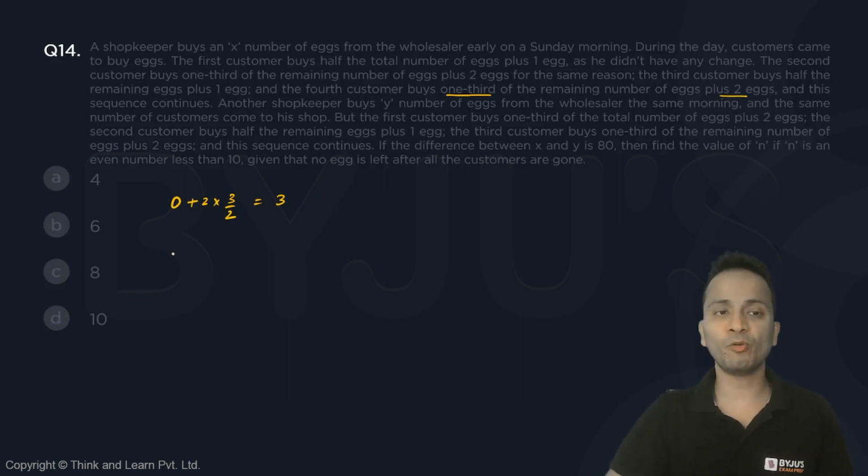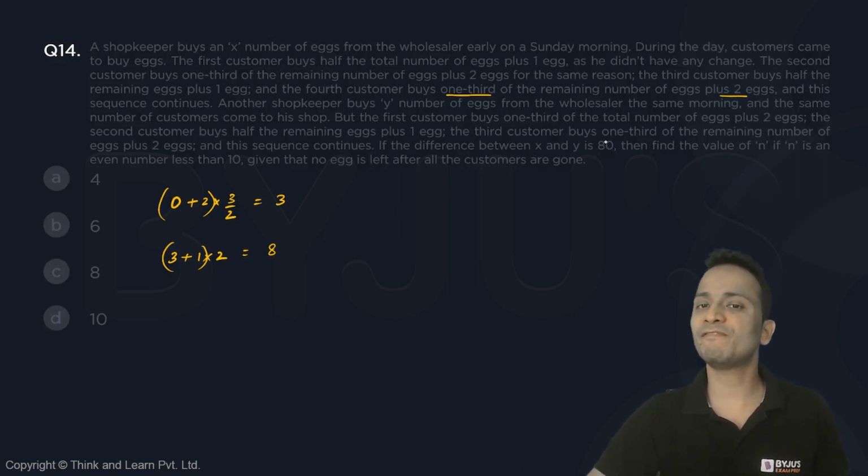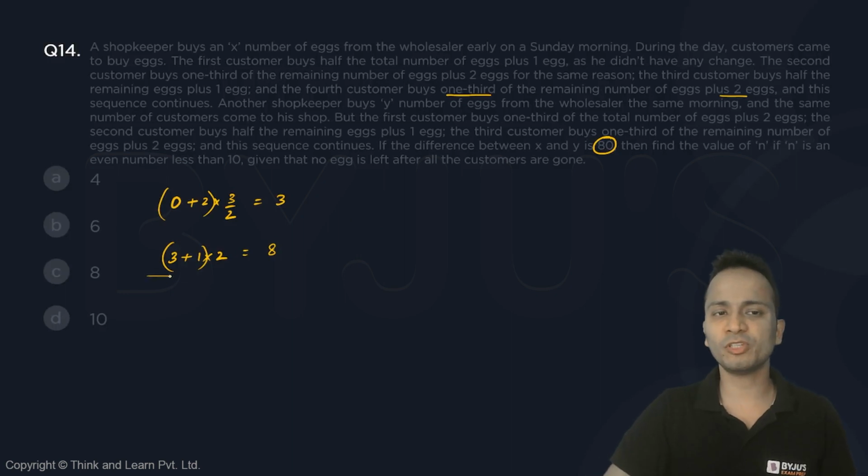Then for the customer before this, 3 plus 1 multiplied by 2. So 3 plus 1 multiplied by 2. This will happen like this. Here, take care about the brackets. So 3 plus 1 is 4, 4 multiplied by 2 is 8. So if I consider two customers, then the initial number of eggs will be 8, but the difference is 80, so we'll have to keep continuing. So this has happened after two customers.